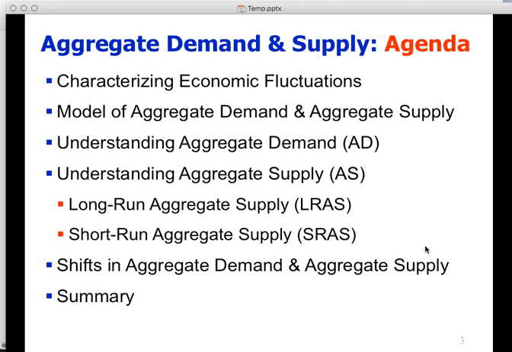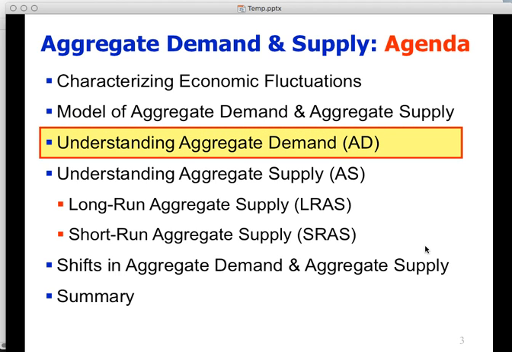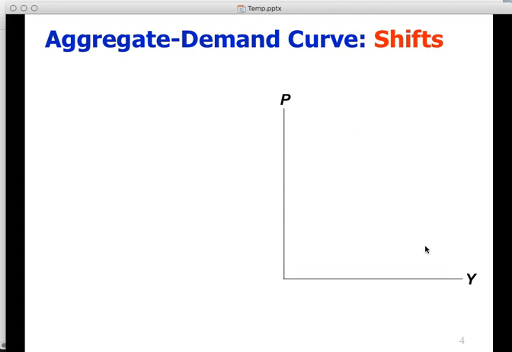Now, for this particular question, it's important to understand a bit about aggregate demand. We talked about the slope of aggregate demand. We don't need to review that for this question, but we do need to talk about aggregate demand curve shifts. So this is the slide that I presented to you about aggregate demand curve shifts, and it said the following.